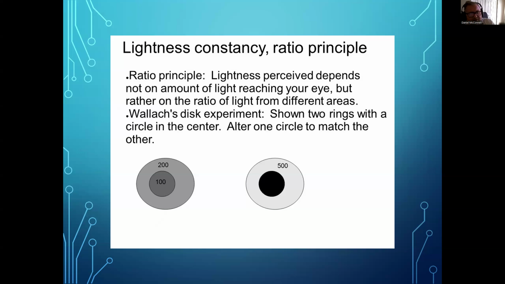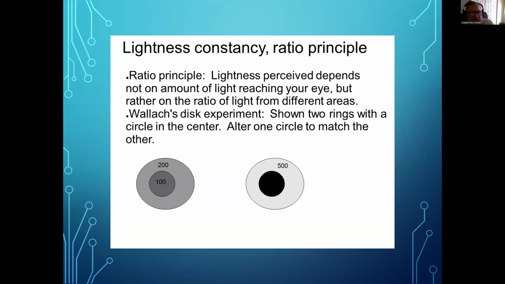So the idea is that one of the things we can do is perform a matching test here. So what I want to have somebody do is alter one circle to match the other circle, right? So let's say I gave someone a control knob, and that control knob allows them to change the gray level value of that black circle in the center of the 500 larger circle, so that they make it a little grayer, right?